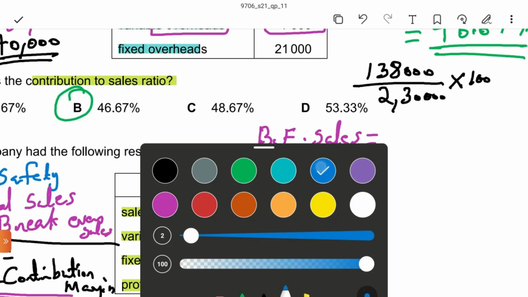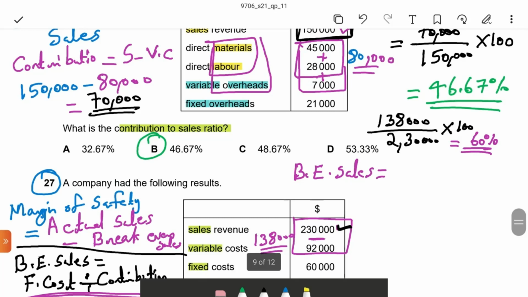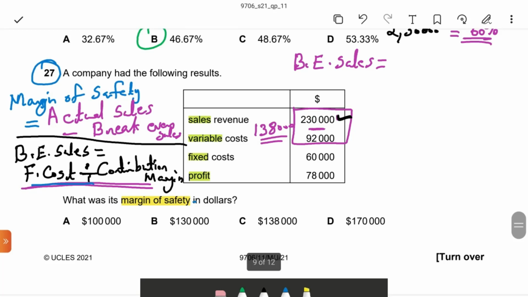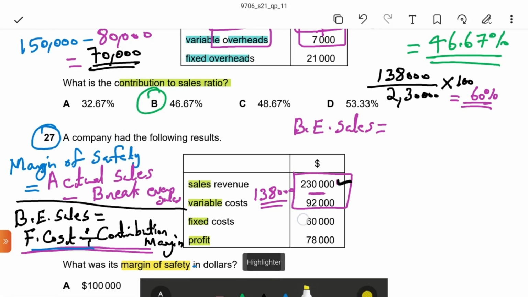Break-even sales is equal to, what is the equation? Break-even sales is equal to fixed cost divided by contribution margin. Fixed cost is given in the question. What is the fixed cost? 60,000. So 60,000 divided by the contribution margin, which we calculated as 60%.